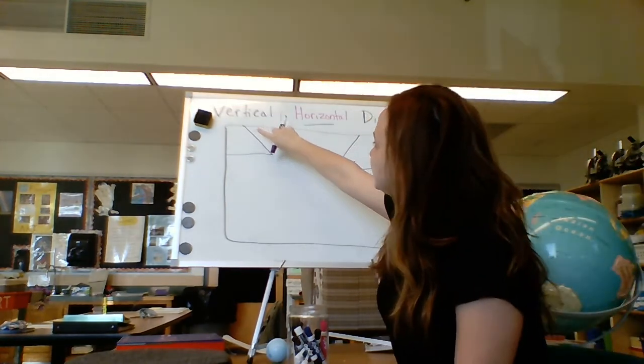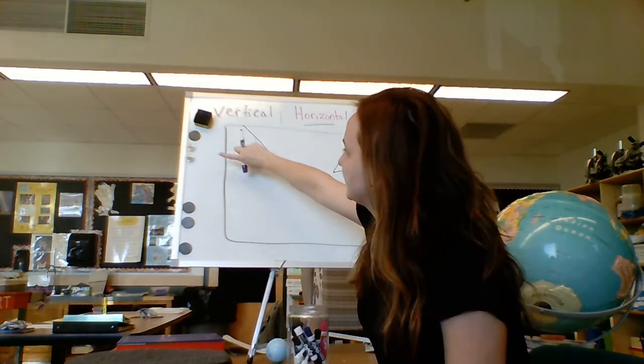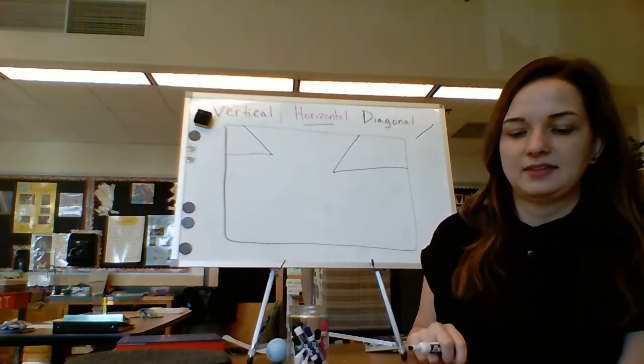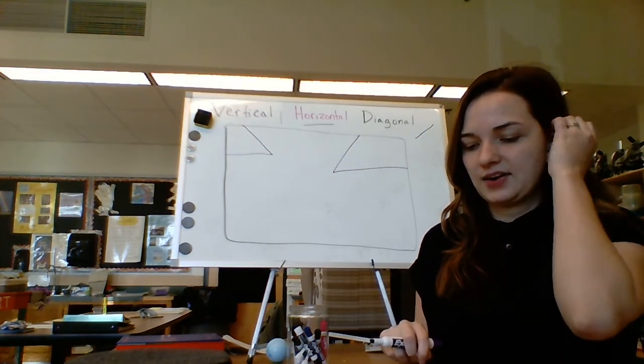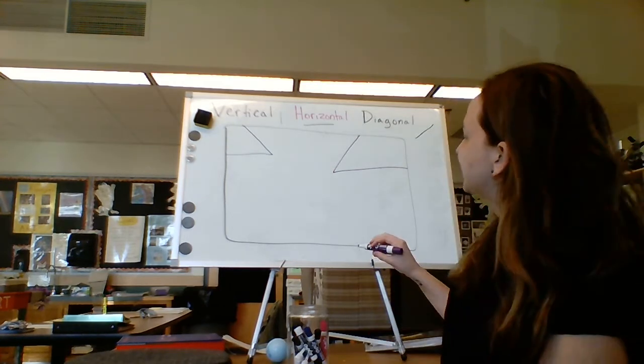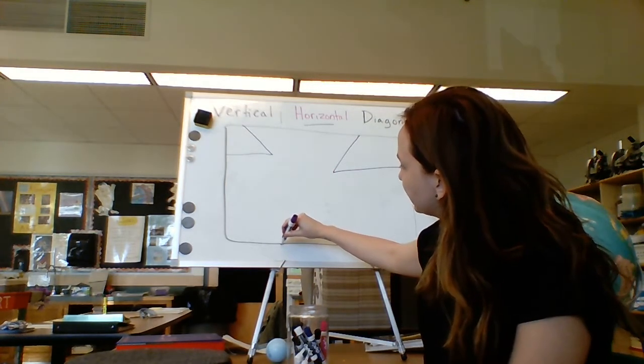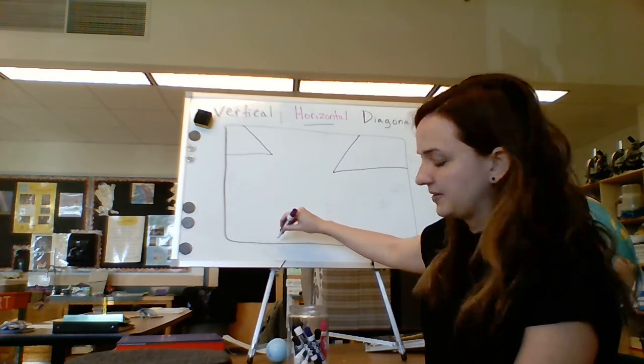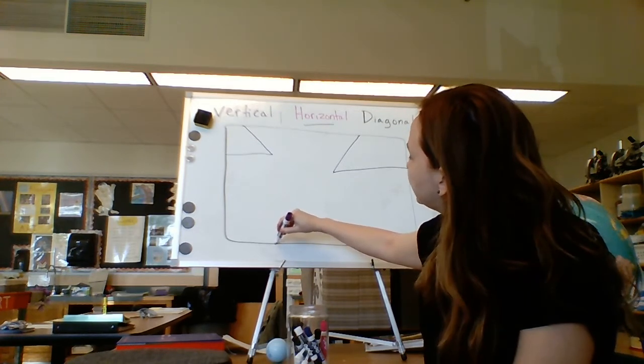So the diagonal line is going down like this. The horizontal one is going across the paper. Yes. All right. This leaf at the bottom, I'm going to start down here. Let's go ahead and do a diagonal line up.